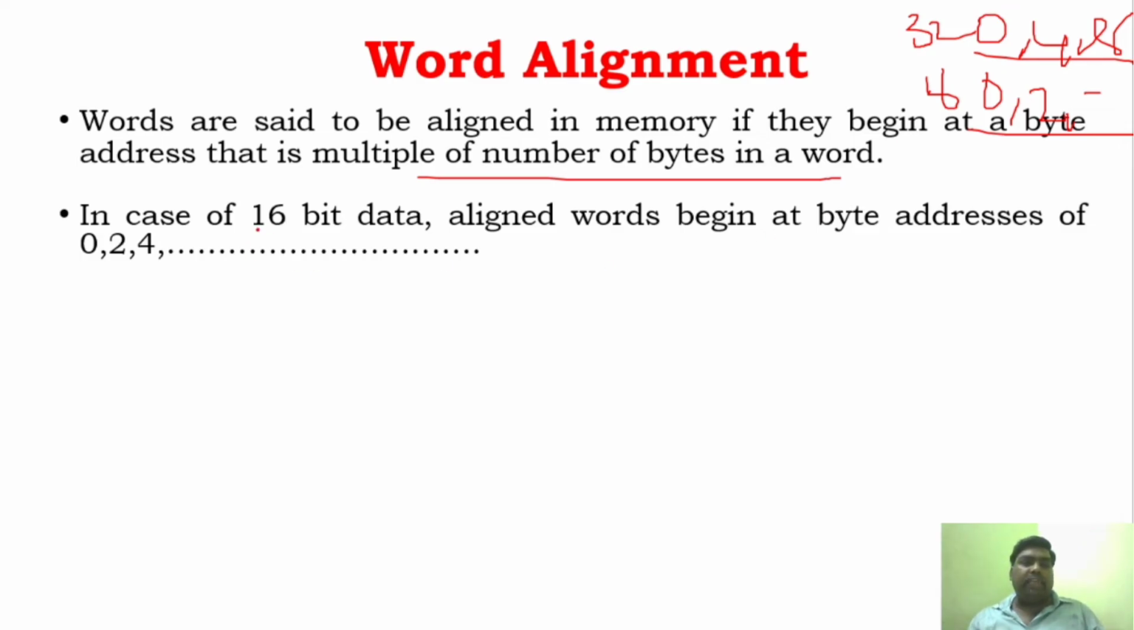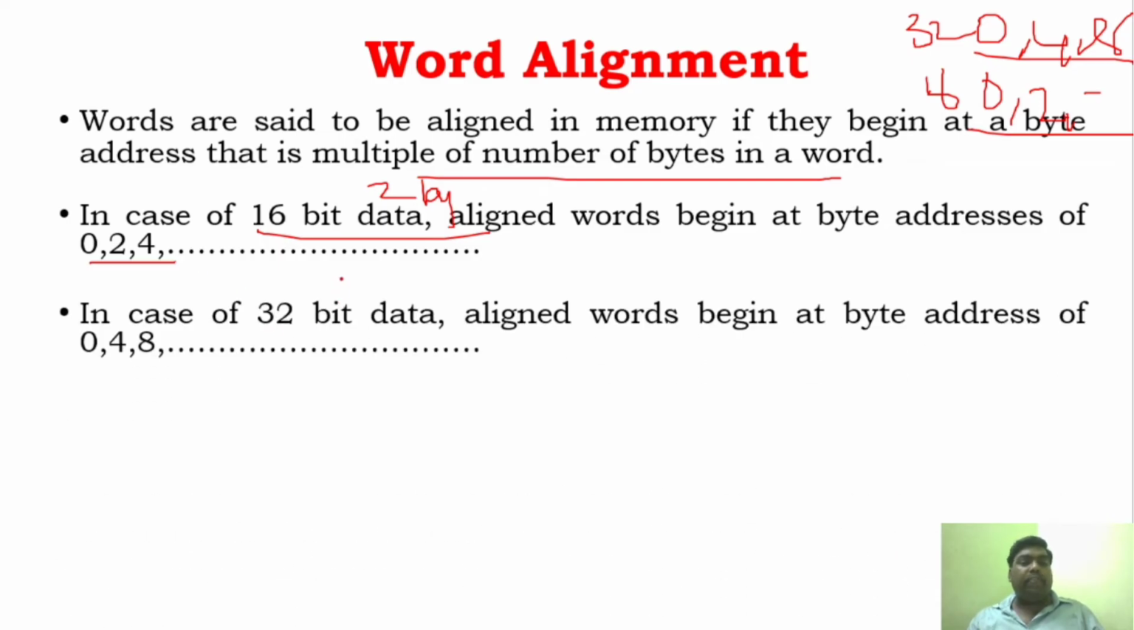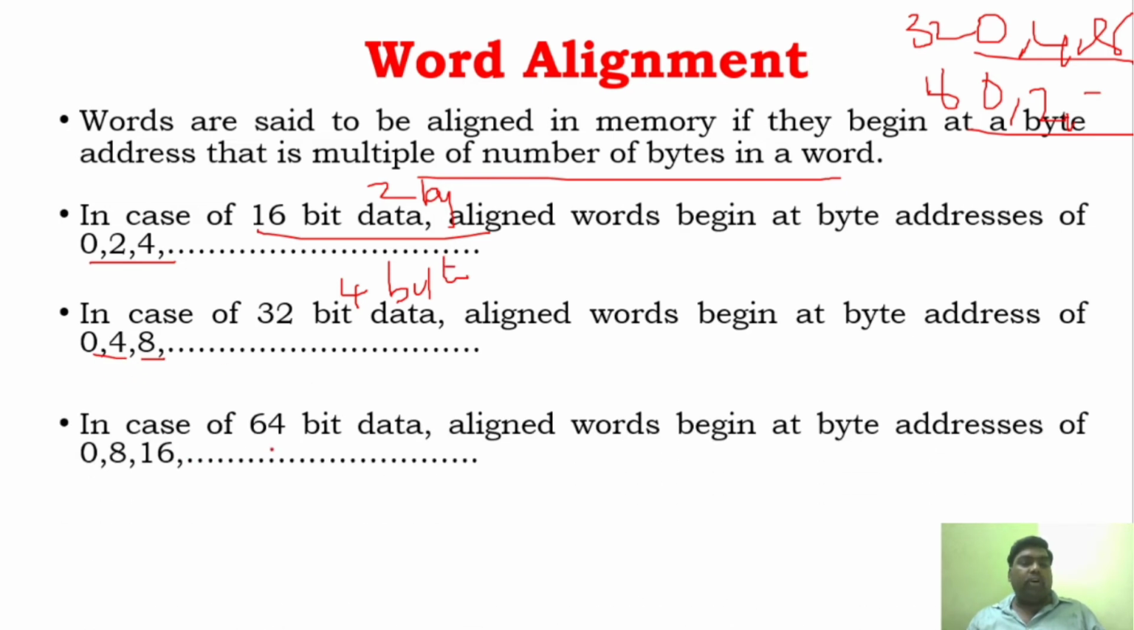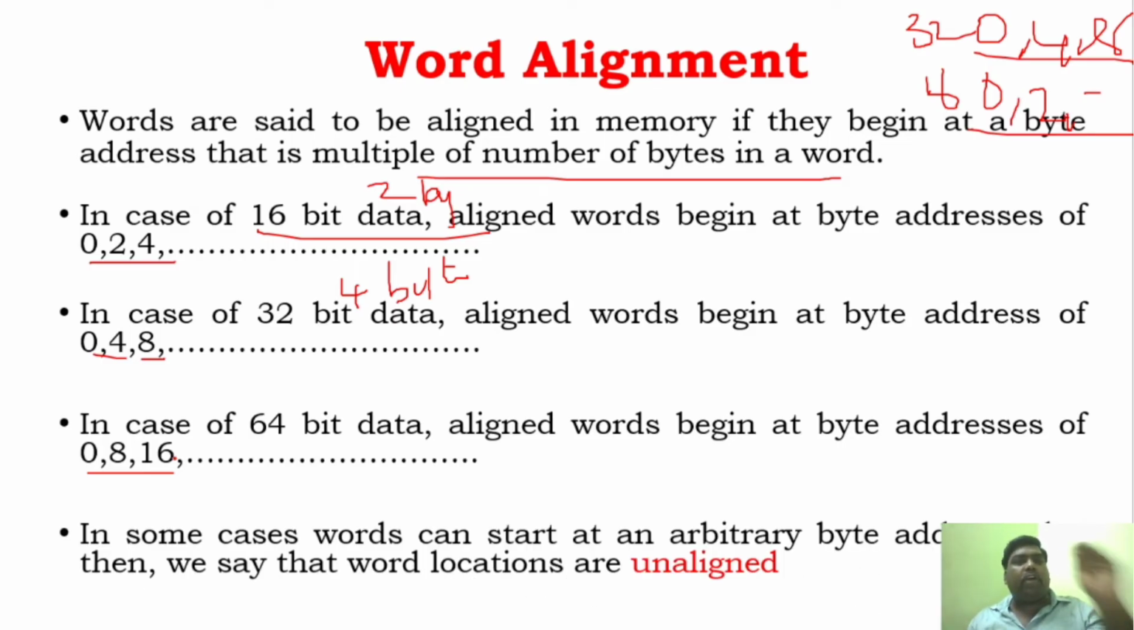You can see here, 16 is a 2-byte address, so it will be starting from 0, 2, like that. If it is 32, it will be a 4-byte address, so it starts from 0, 4, and 8. And if it is 64, it is an 8-byte address, so it starts from 0, 8, and 16. If the word is aligned in this particular manner, then it is an aligned word. It is called an aligned address. If it doesn't follow this, then it is called unaligned.